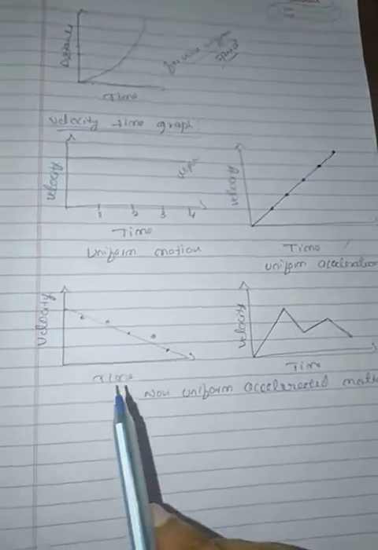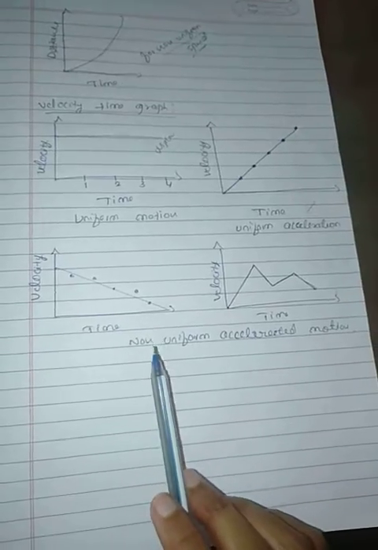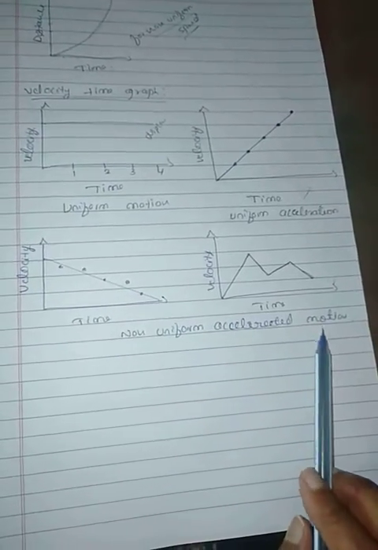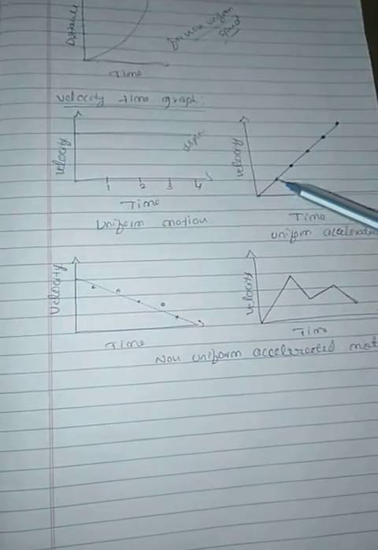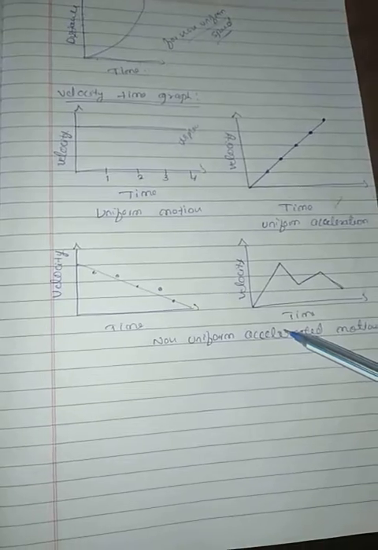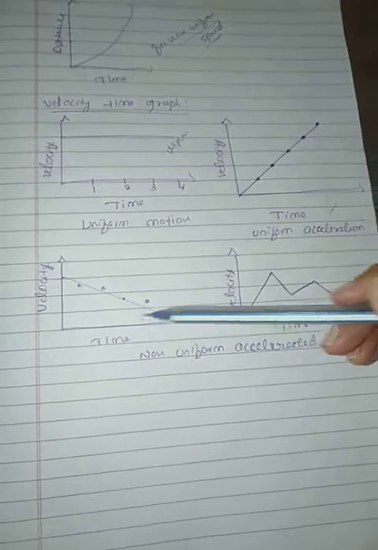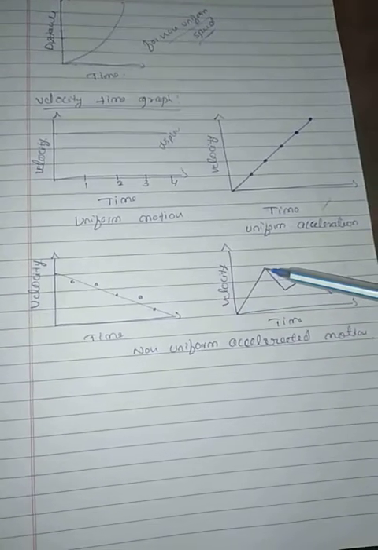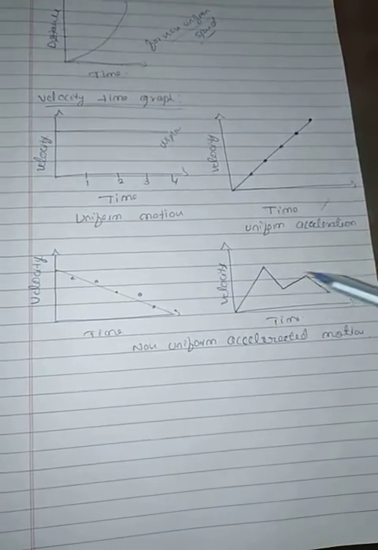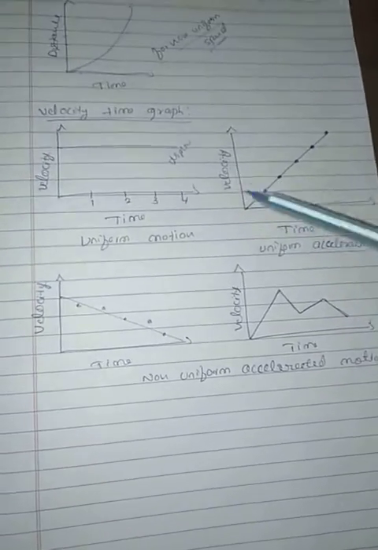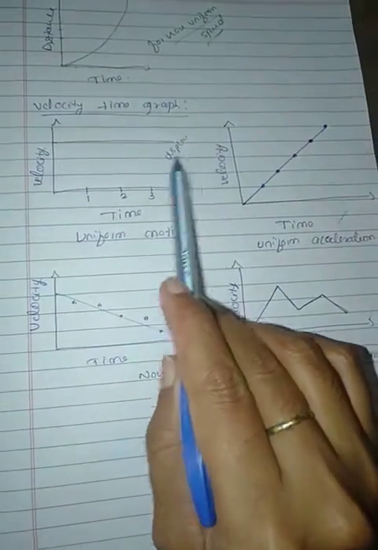And see here, in the velocity time graph, if the object is moving with non-uniform accelerated motion, the graph will be like this. You should remember that. This is for uniform motion, this is for non-uniform motion. Here the velocity is decreasing with time. But here the velocity increases with time, then decreases, then increases, then decreases. This is non-uniform motion. But in uniform motion, the velocity is continuously increasing. But here the velocity stays the same with time.